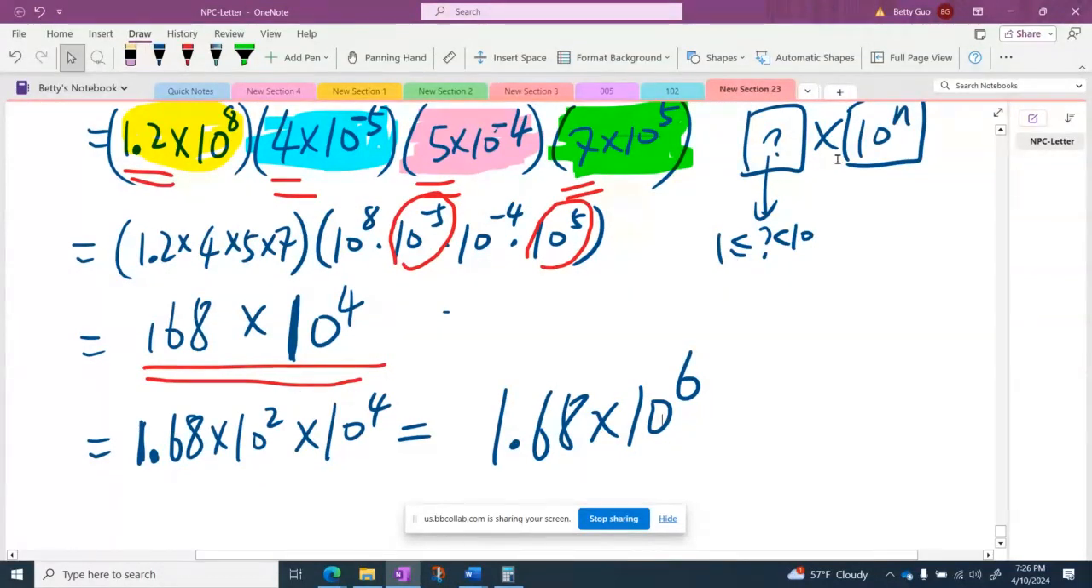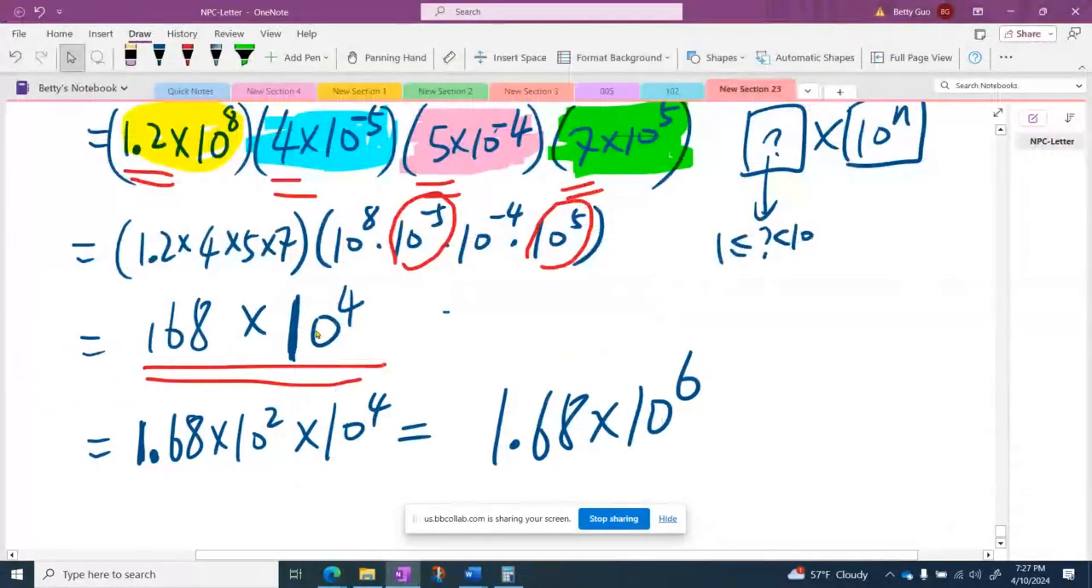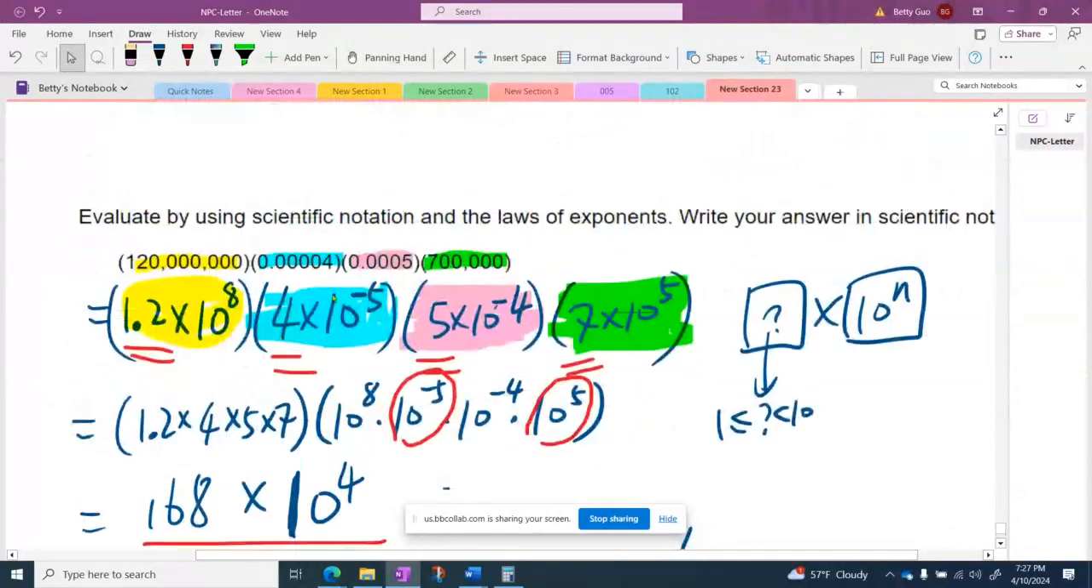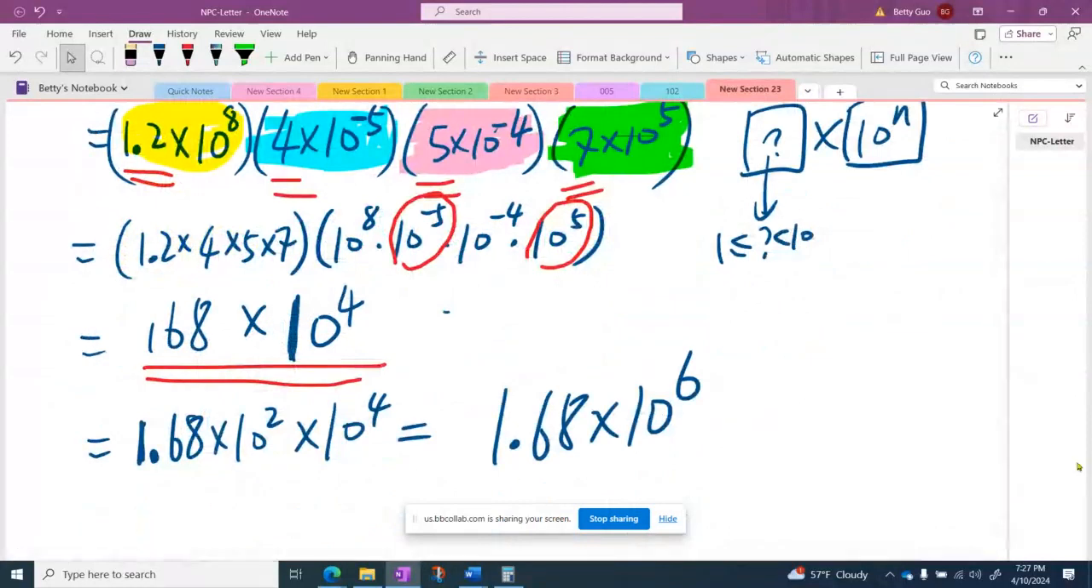And in scientific notation, the first number has to be bigger than or equal to 1 and strictly less than 10. If you enter 168 times 10 to the power 4, that would be wrong, and you waste all the energy earlier. And this question is different. It's actually a little challenging. It has so many steps, right?